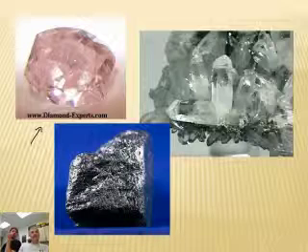A diamond is made up of all carbon, carbon to carbon to carbon, in a tetrahedral arrangement. This looks like a piece of graphite. Graphite is carbon to carbon to carbon in a slightly different arrangement. I'll show you that in a minute.